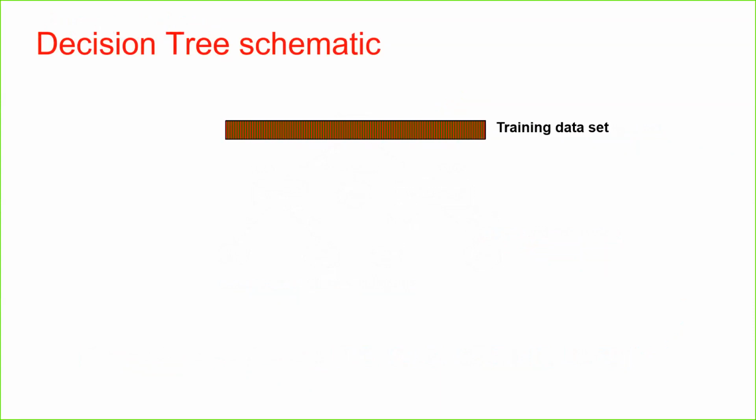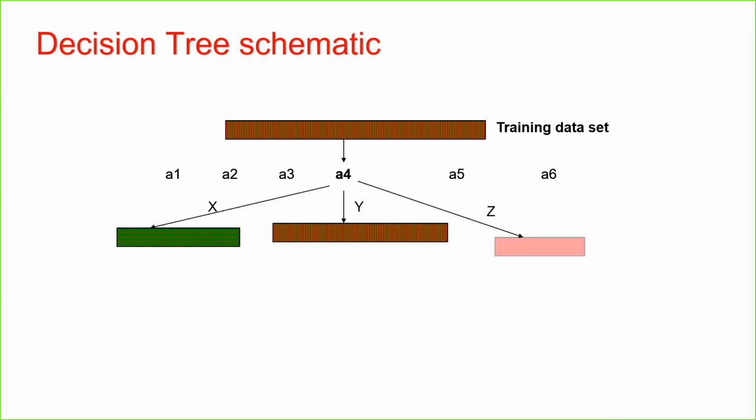What the decision tree is doing is taking the training data set and checking the various attributes. Let's say these are the attributes. Based on one of the attributes, it applies some condition. Let's say A4 is the attribute. We'll see later how to choose the attribute at the root node and so on. Let's say A4 takes three values X, Y, Z. These are all the instances that take attribute 4 as X.